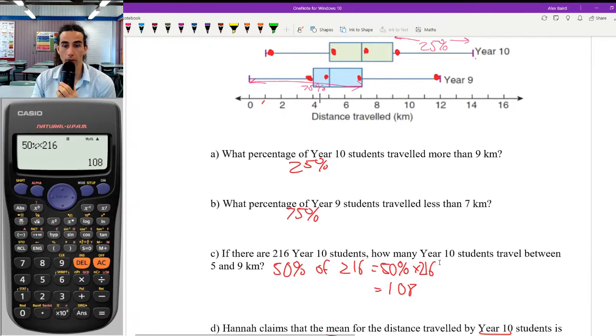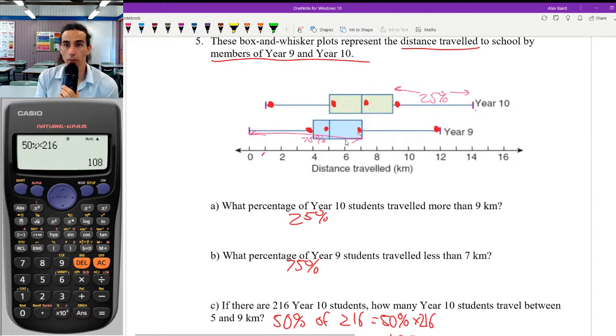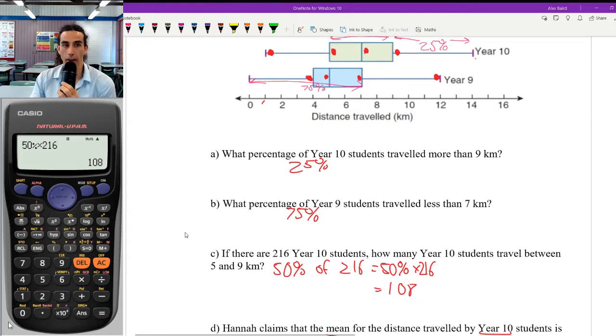How many between 5 and 9 kilometers? Between 5 and 9. There we go. That's 50% because it's 2 of the quarters. 50% of 216 is 108. And that's why that was already up on the calculator, because I'd already done this.